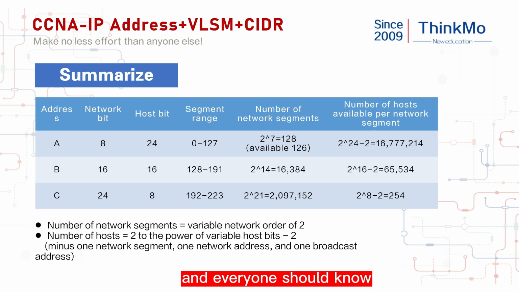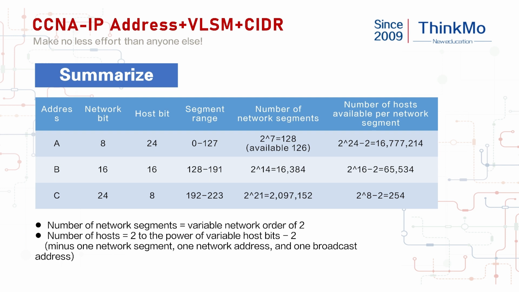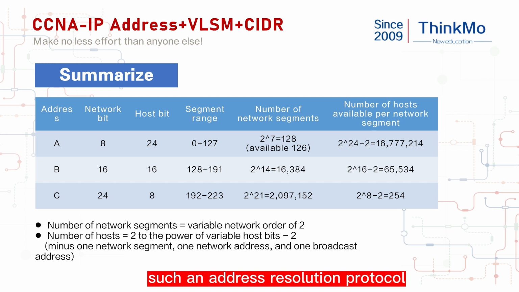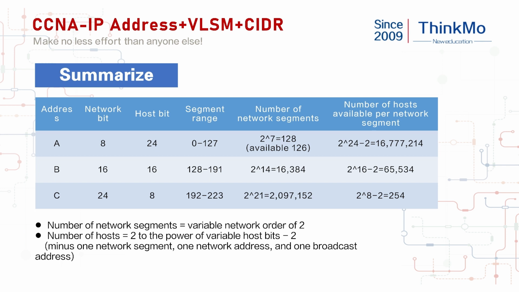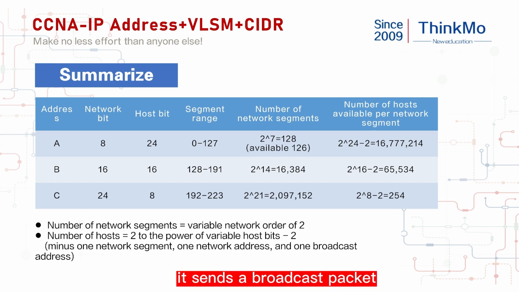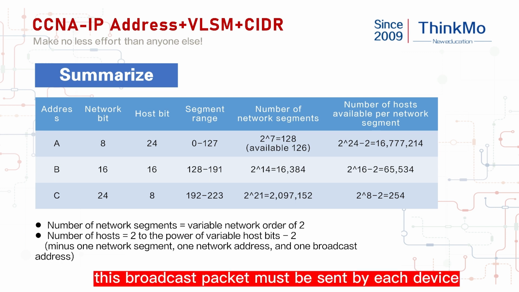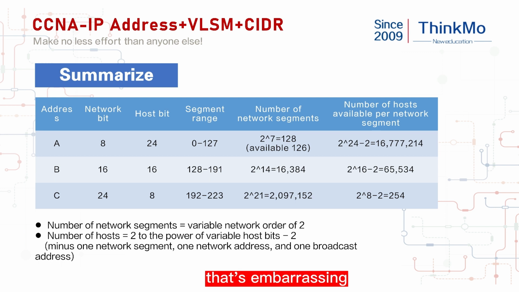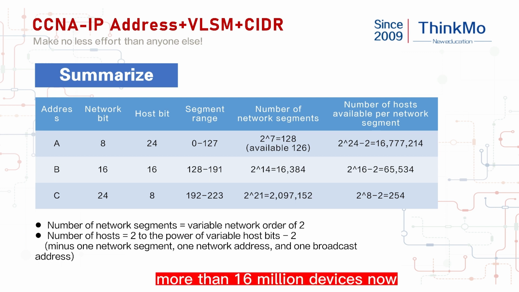And everyone should know, we will learn a message in the future. It is a broadcast packet, called ARP, the address resolution protocol. When it does the request, it sends a broadcast packet. Based on the current Ethernet networking, we have to use the ARP protocol to request the peer MAC and complete the packaging. That is, this broadcast packet must be sent by each device. That's embarrassing. More than 16 million devices now.